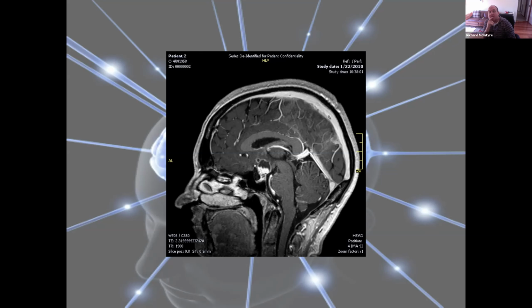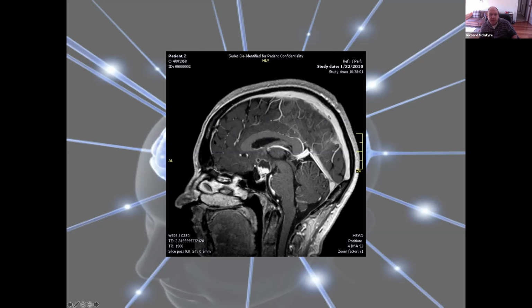Or MRI, or CT, of course. What do we think? Anyone have any? T1. Yep. MRI. Perfect. Perfect. Because the fluid in the ventricles is dark.